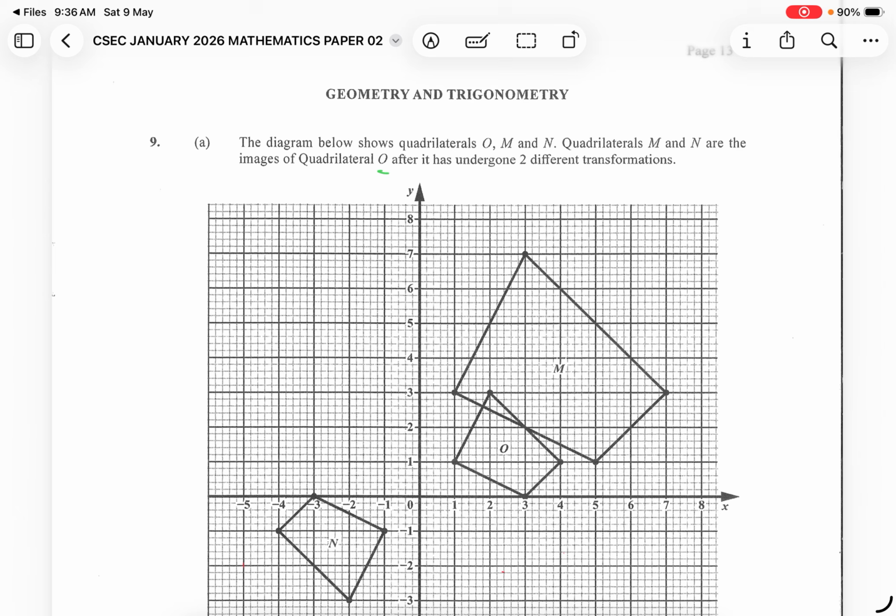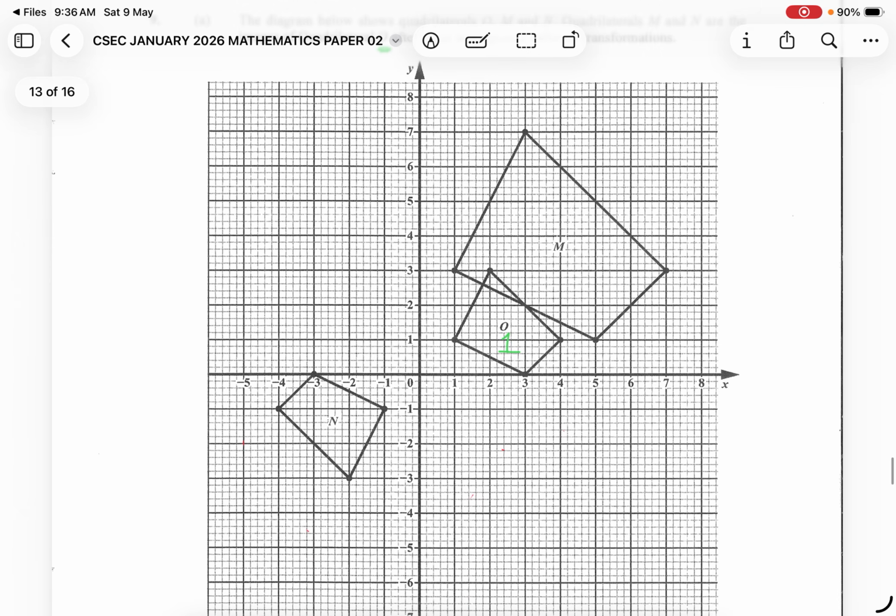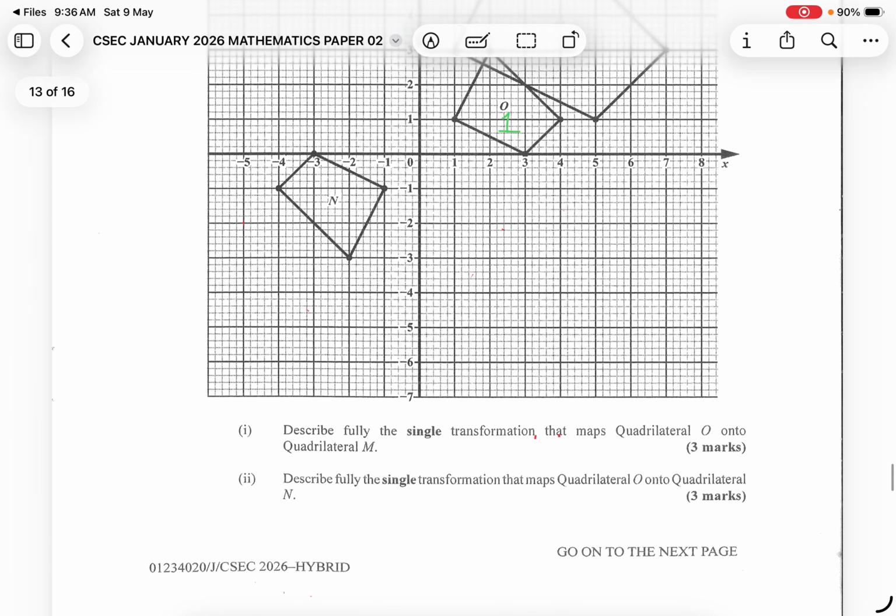Now, here it is indicating that O is the object. So here's my starting point. Let me just call that 1 for now. After it has undergone 2 different transformations. So let's check this out. There are 2 transformations. One is transformed to M. The other one it has been transformed to N. Let's see what they've asked us.